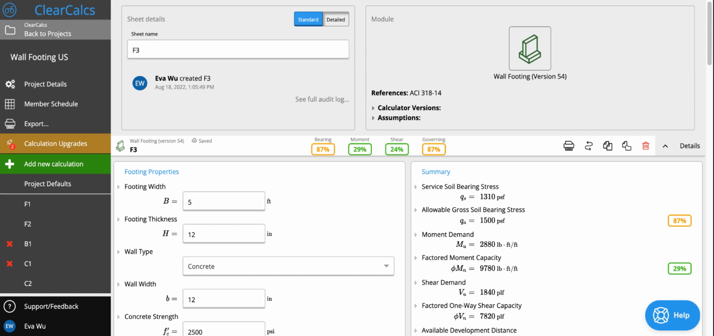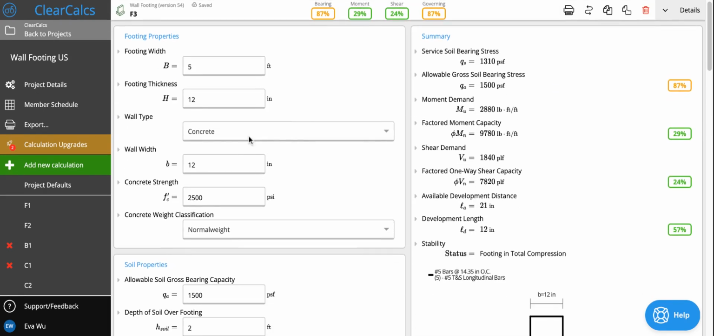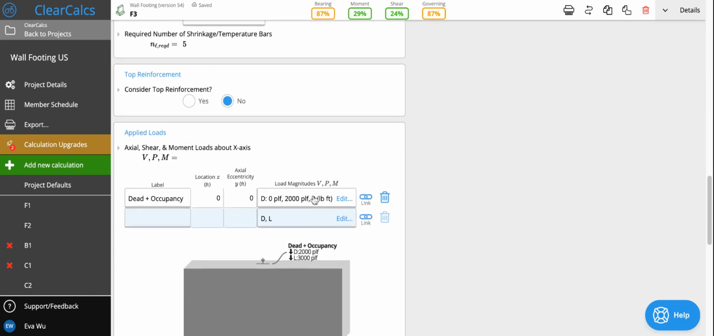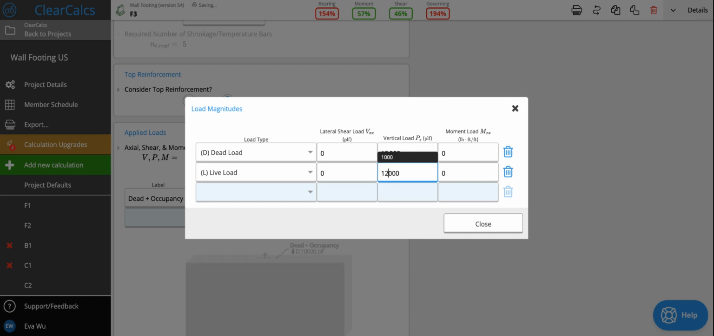So the example says, a 12-inch concrete wall carries a service dead load of 10 kips per foot and a service live load of 12.5 kips per foot. So from that information, we can go over here and say that it's a 12-inch wall width. And if we head down to the loads, we can put in 10 for dead load and 12.5 for live load.